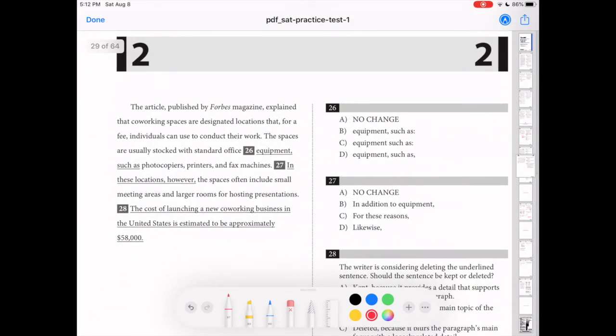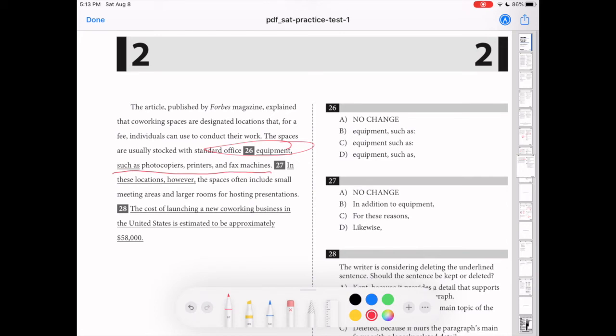26. Scanning the sentence, I see it's trying to punctuate a list. It talks about a broad category of nouns, office equipment, then gives certain types of examples such as photocopiers, printers, fax machines, etc. Lists are usually punctuated by colons. Colons say, hey, pause, we're going to group the next few things together.